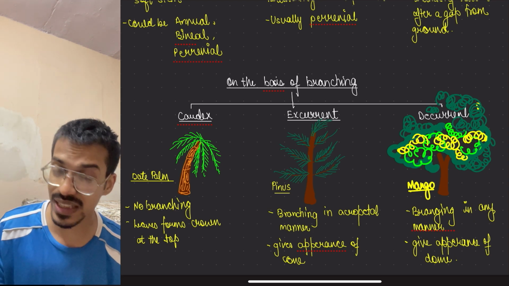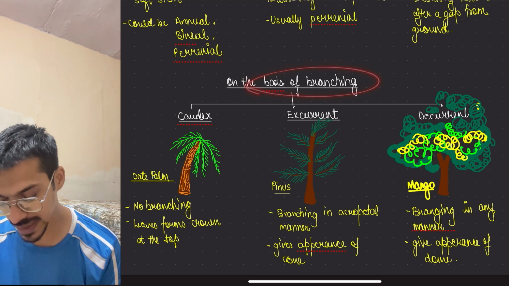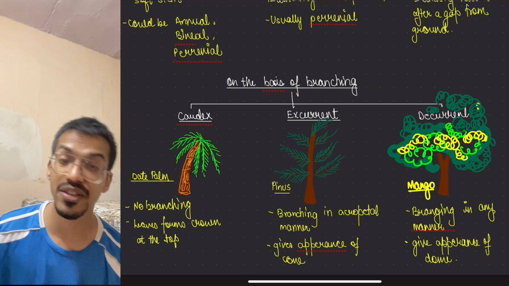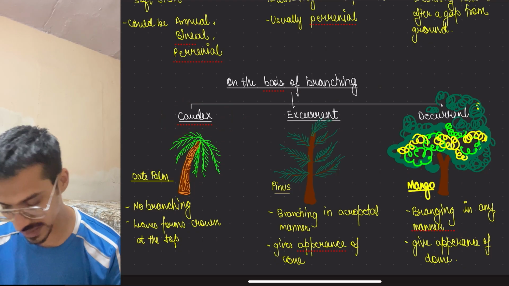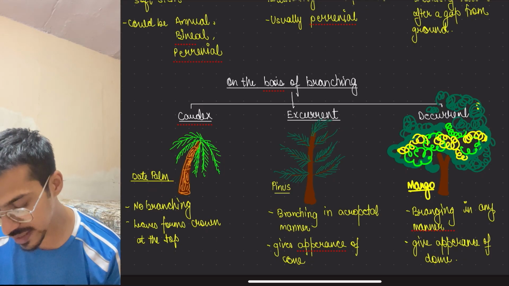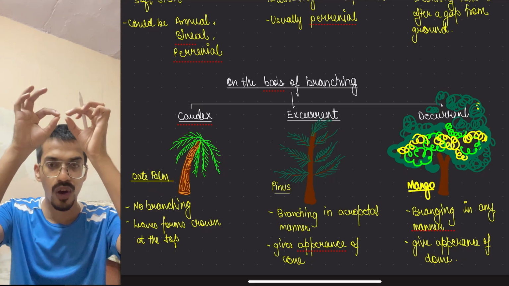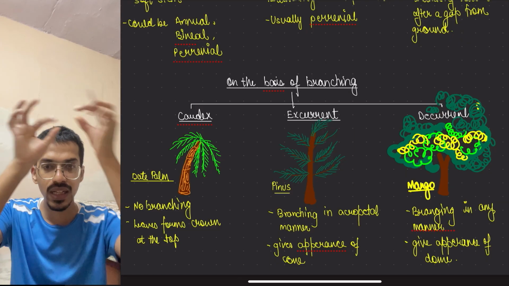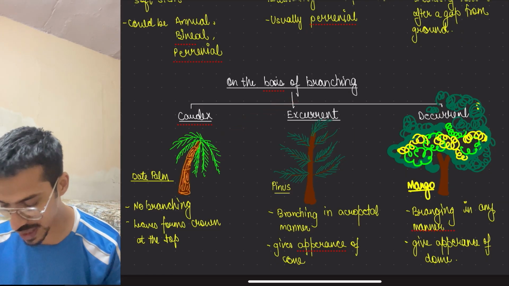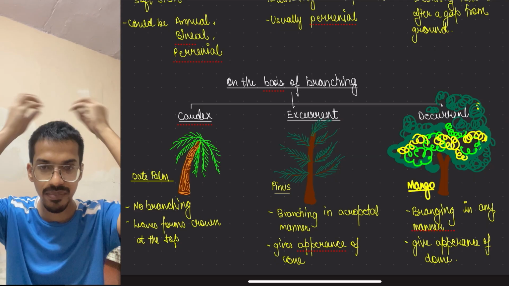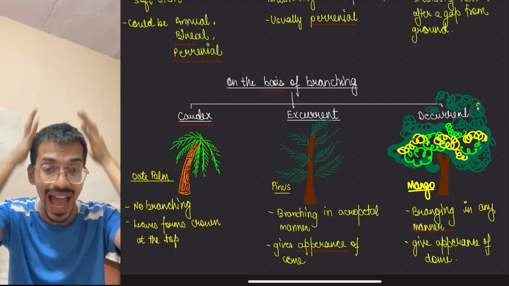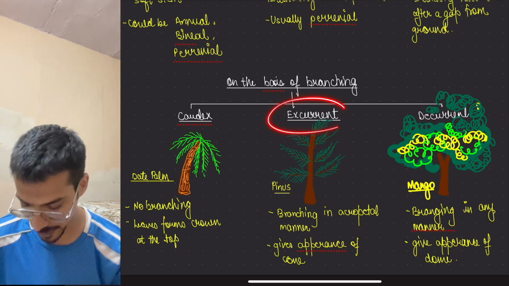Another way of dividing these plants is on the basis of branching. What kind of branching is present? Number one is if the branch is not present, we call it caudex, like in date palm. Here, from the single stem, multiple leaves come up. So no branches are there and the leaves appear like a crown on it. It's a hat, cap, crown kind of thing.